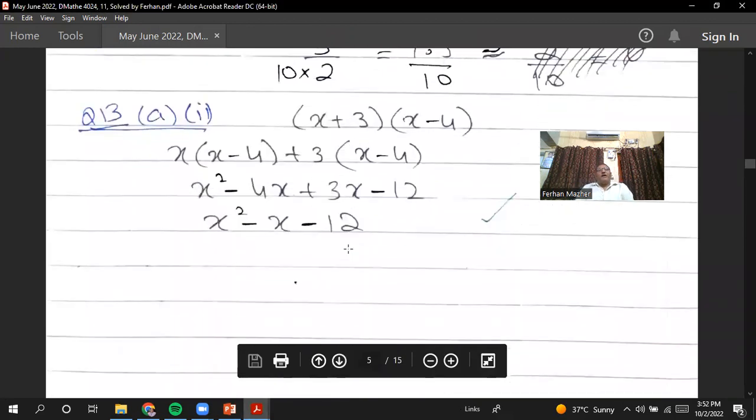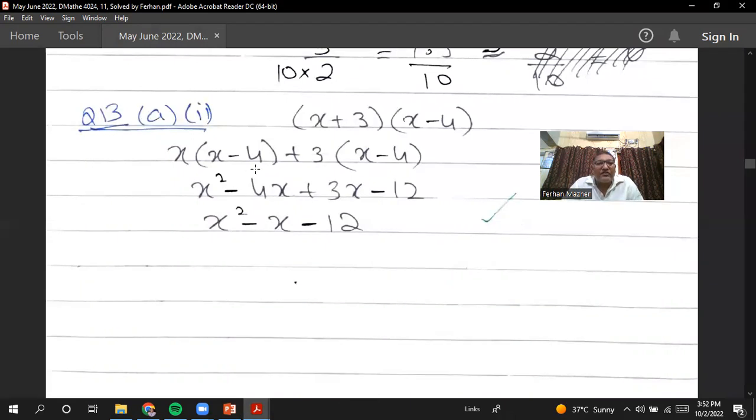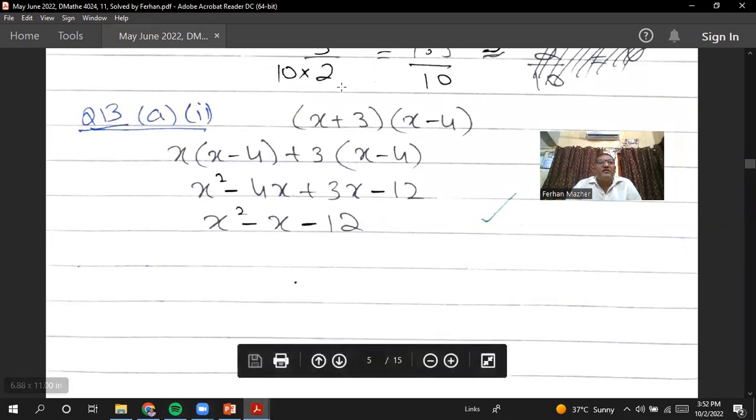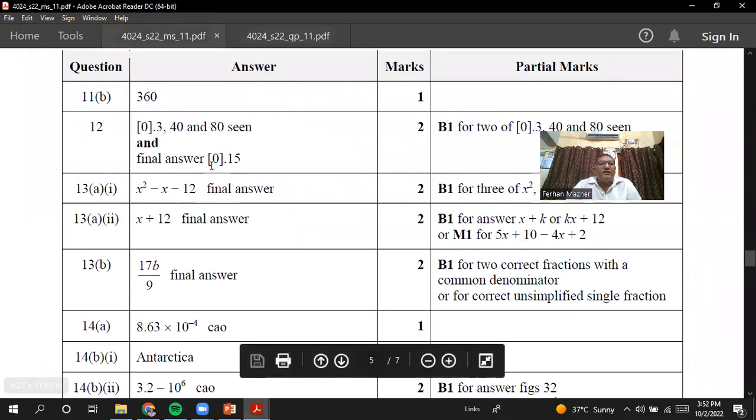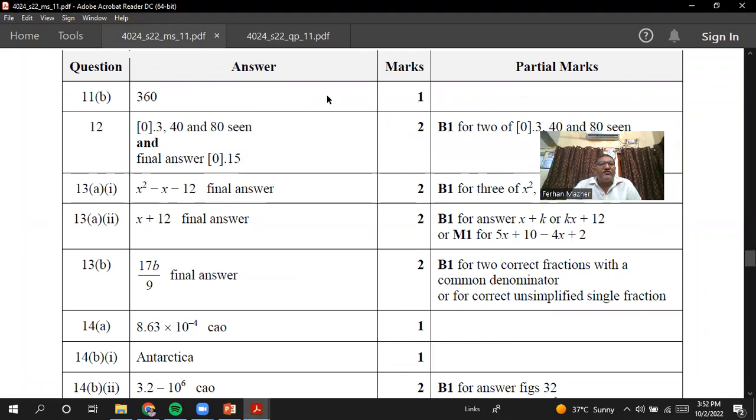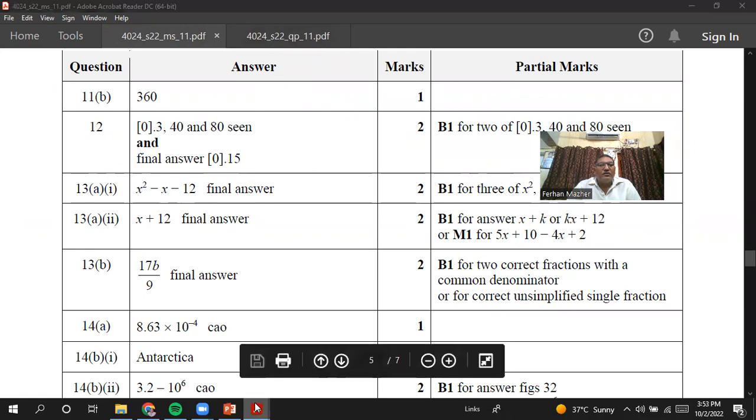So here we go. The x will multiply with the x minus 4, then plus 3 will multiply with the x minus 4. You will get x squared minus 4x plus 3x minus 12. You will have x squared minus x minus 12. So this is how this is done. And let me show you the marking scheme. The marking scheme says x squared minus x minus 12. So our answer is right.